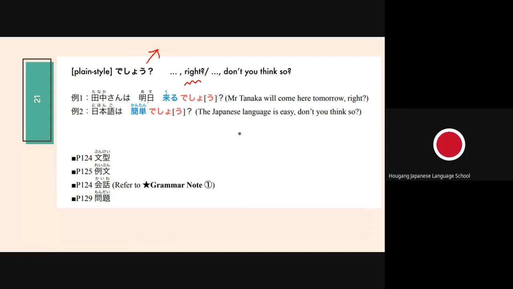Tanaka-sama, ashita kuru desho. You just go intonation up. You can tell, sure, I'm not very sure, right? Iku desho. Nihongo wa kantan desho. Don't you think so? Right? It's easy, right? Quite simple. I think this desho was in elementary one anyway. Kuru desho, right?